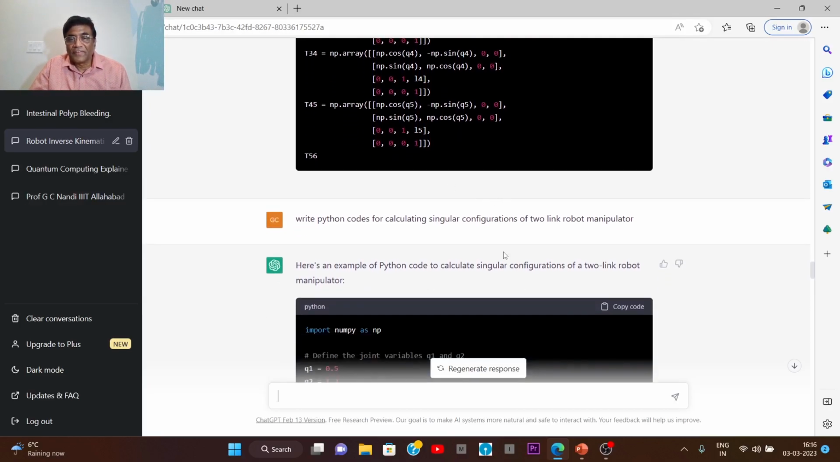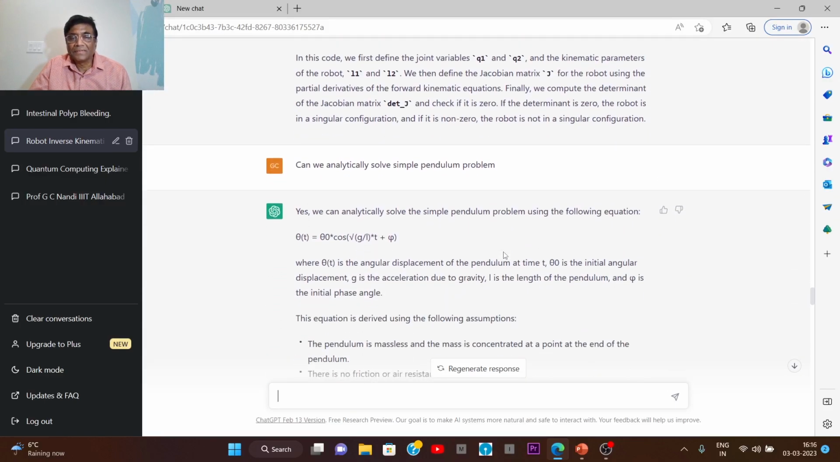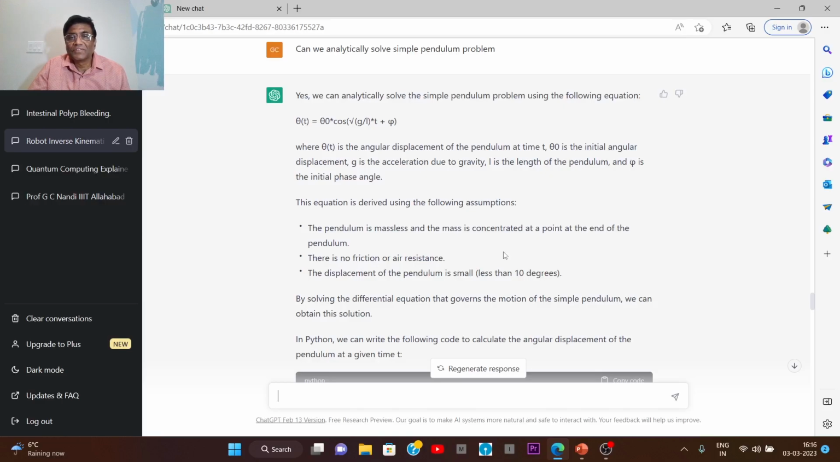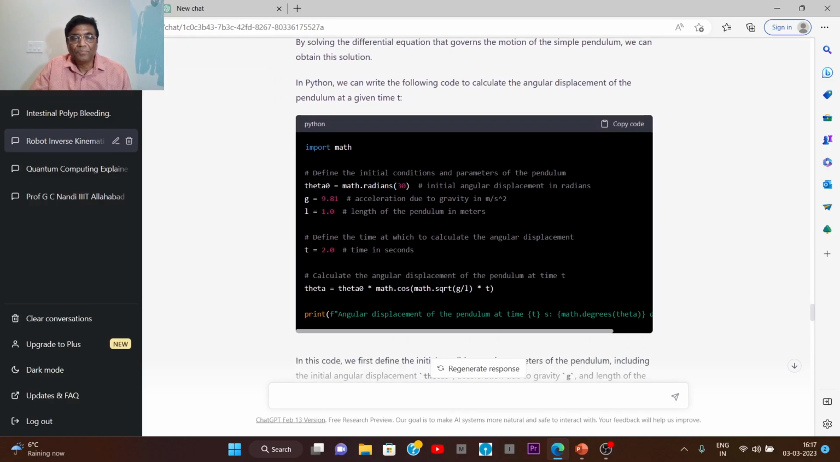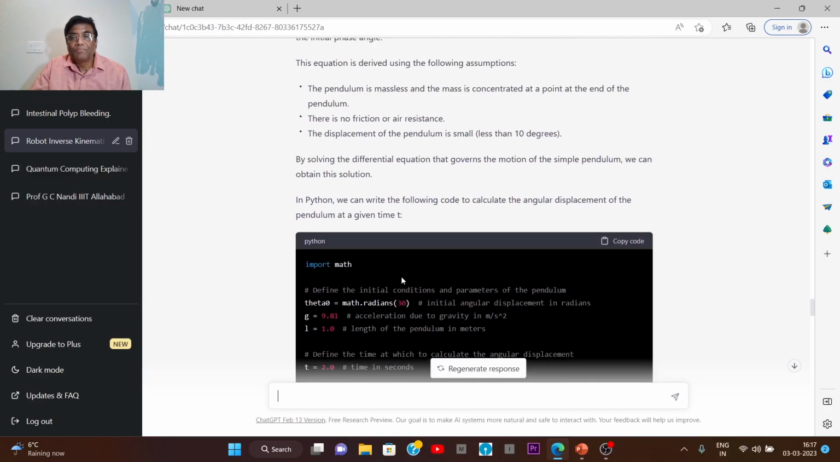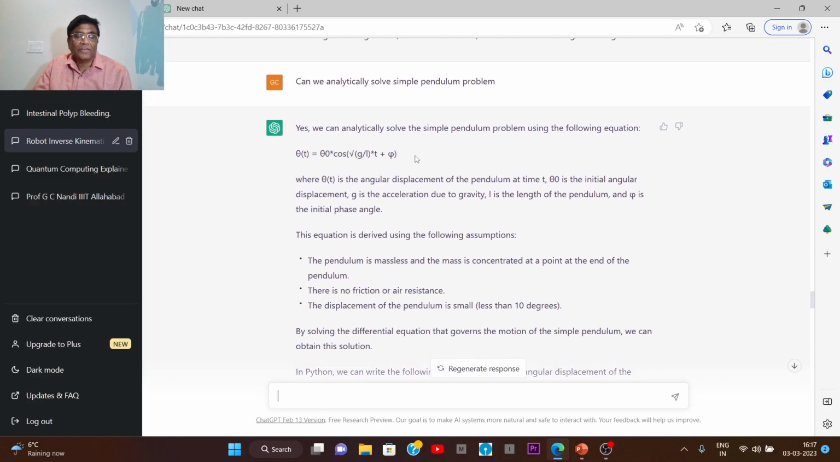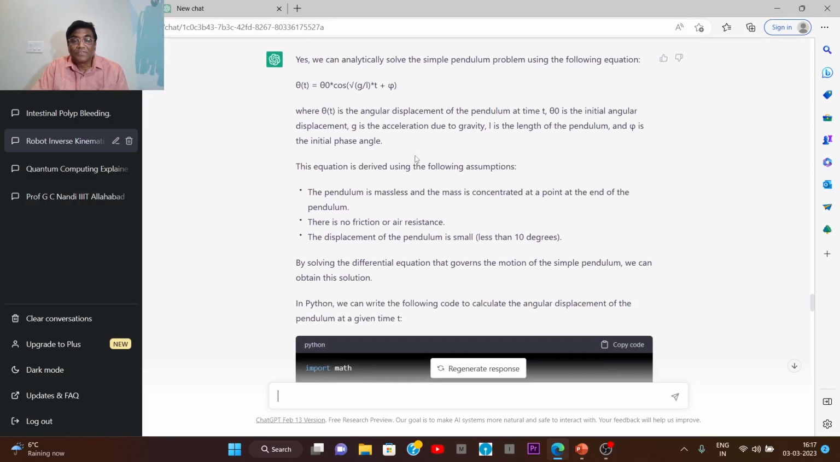So singular configuration, I already told you, and then some physics question also I asked: can you analytically solve simple pendulum problem? And it wrote the code. This is for 12th class students, those who know. And it wrote also the physics, you see, and actually getting the analytical solution for a simple pendulum is very difficult. Then we make it simple. That means the assumption also it wrote: pendulum is massless and the mass is concentrated at the point at the end.